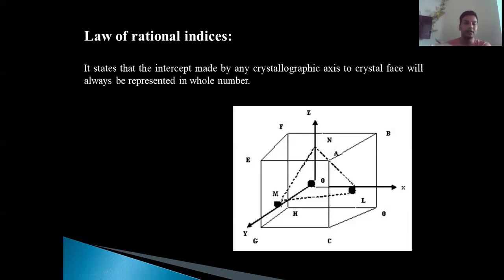Law of rational indices. The law of rational indices states that the intercept made by any crystallographic axis to the crystal face will always be represented by a whole number. It will never be in an irrational form, or we can say that it can never be in a fractional form. You have to convert those fractions, if there are any, to whole numbers by a simple mathematical process, which we will see in Miller and Weiss parameters.